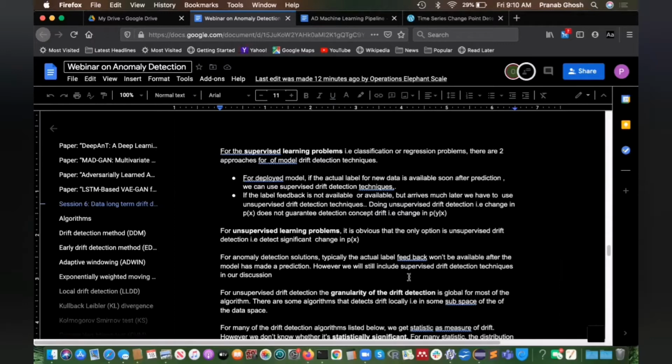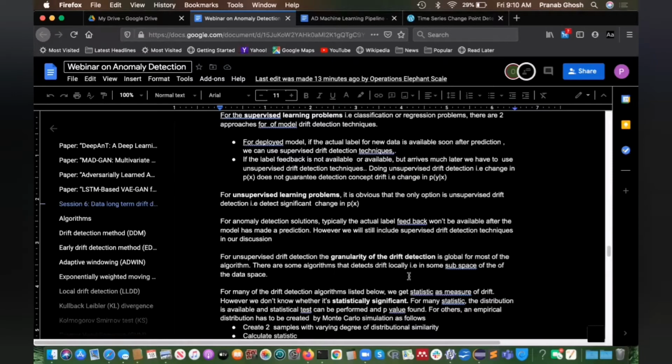But the problem is that when you use unsupervised drift detection techniques, you're basically just detecting changes in P of X, which does not necessarily imply that there is actually a concept drift. That means a change in the posterior distribution.